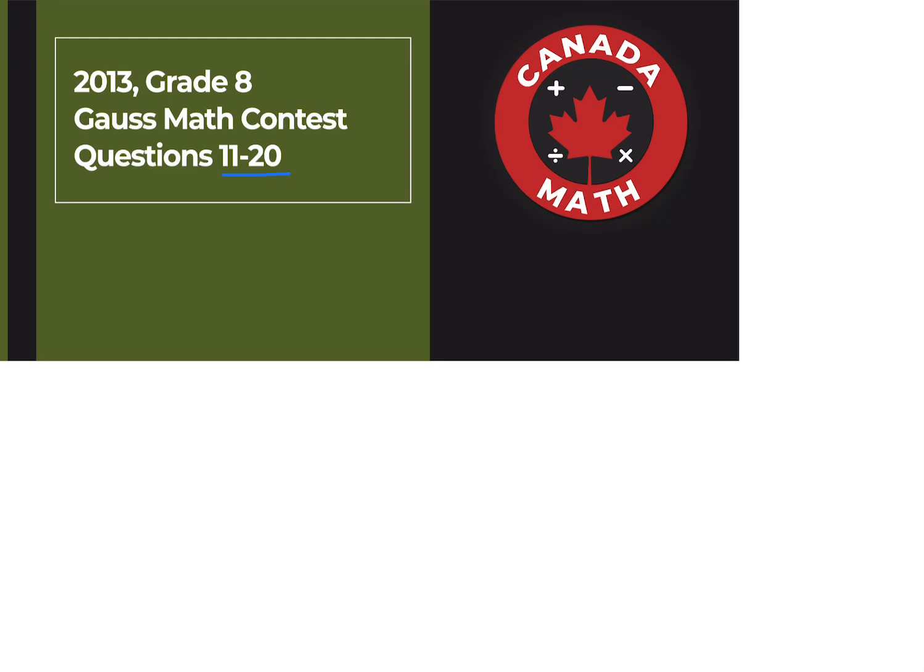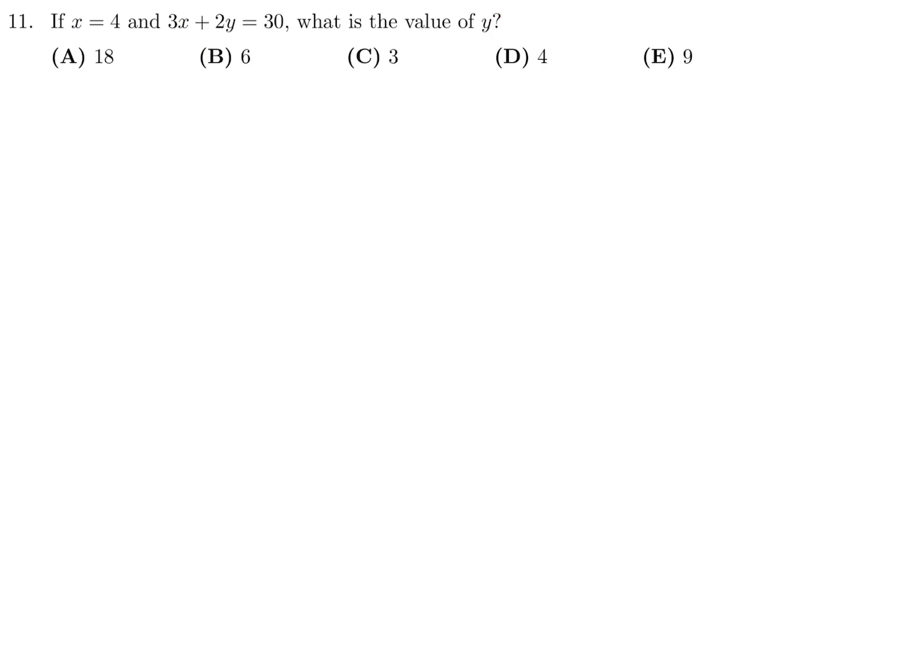Questions 11 through 20 on the 2013 Grade 8 Gauss Math Contest. If x is 4, and 3x plus 2y is 30, what is y?